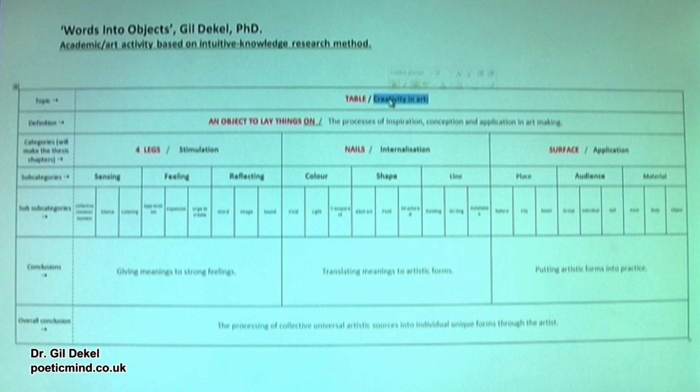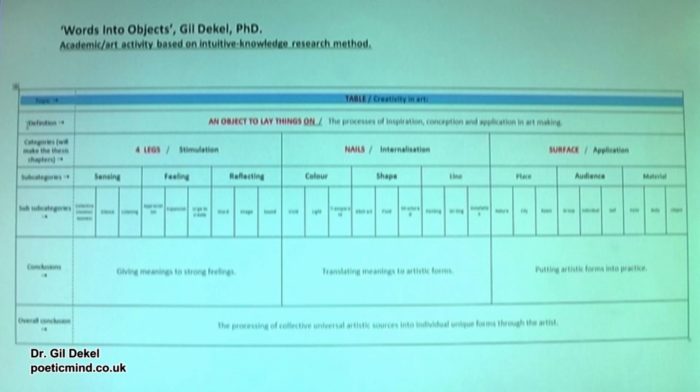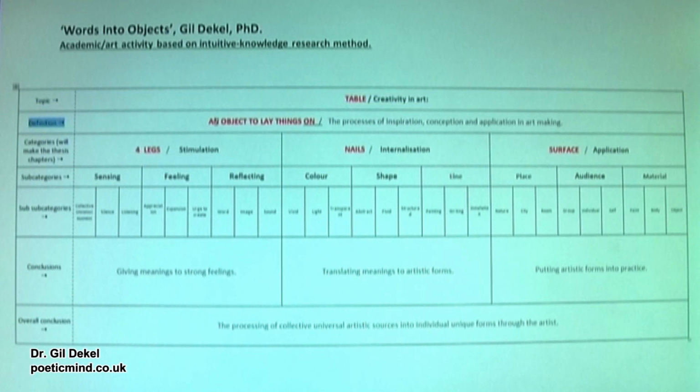That's what interests me. Topic could be anything. It could be table. After they come up with a topic, they have to come up with a definition of the topic, and that is one sentence that defines the topic. Creativity in art could be defined as the process of inspiration, conception, and application in art making.